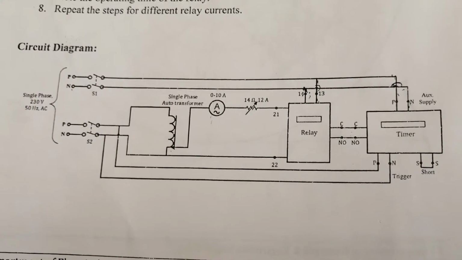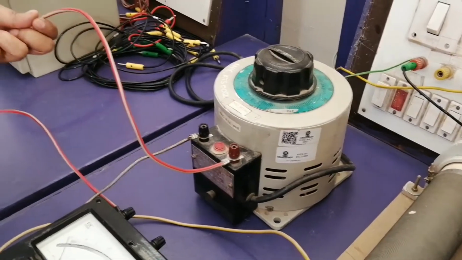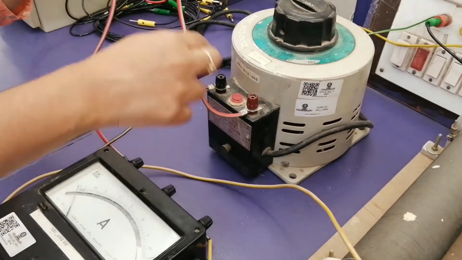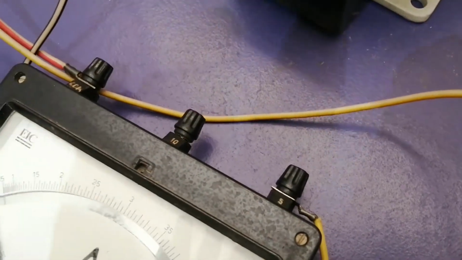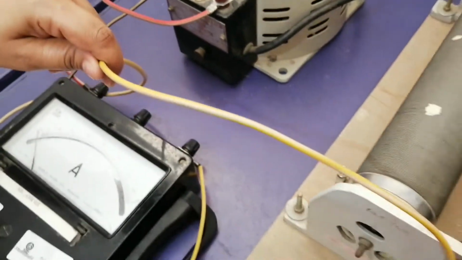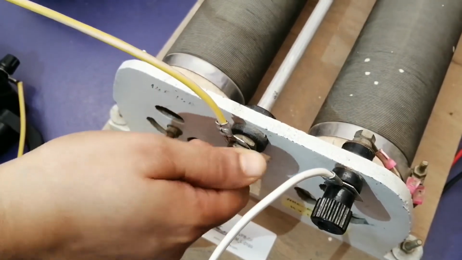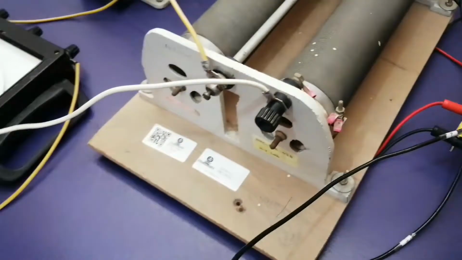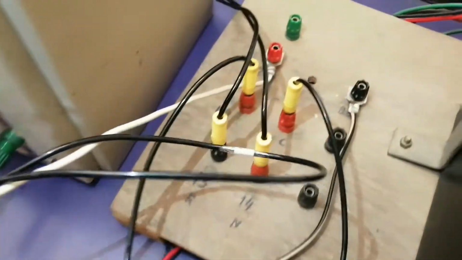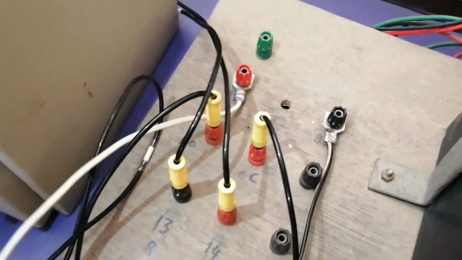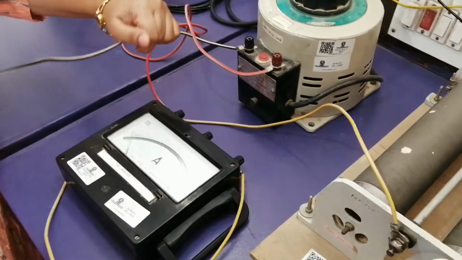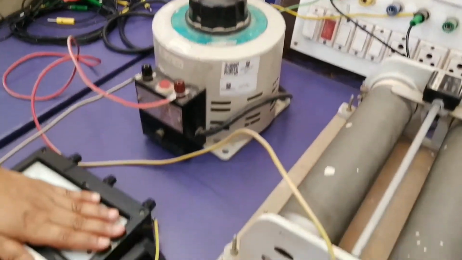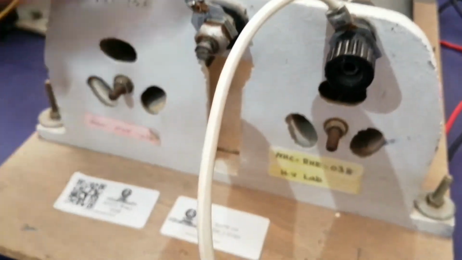Now let us go to the conduction part of this circuit. So single phase transformer is connected to ammeter positive. You can see here this red color wire indicates single phase transformer to the ammeter positive. Ammeter negative, you can see the yellow color wire, is connected to one end of the rheostat, and the rheostat other end, you can see this white color wire, is connected to 21, and the single phase transformer other end is connected to 22 with a black wire. So this is the connection of your single phase auto transformer with ammeter and rheostat connected to the relay box.